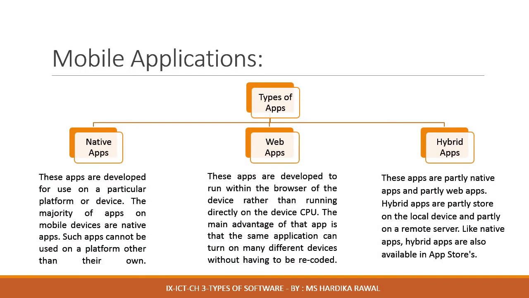Let us understand the different types of mobile apps. First is the native apps. These apps are developed for use on a particular platform or device. The majority of apps on your mobile device are native apps. Apps built on systems like iOS, Android and Windows cannot be used on a platform other than their own. In other words, you won't be able to use an Android app on an iPhone or an iPhone app on an Android phone. Just like Apple Music and FaceTime will work for iPhone but it will not work for Android.